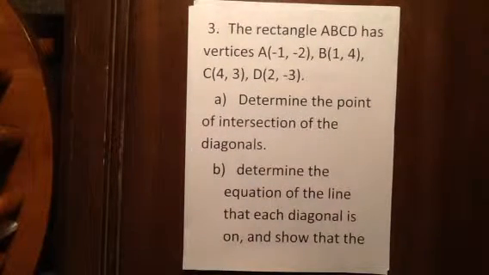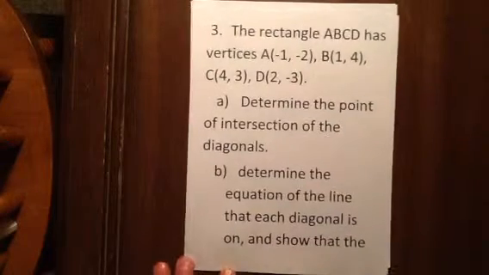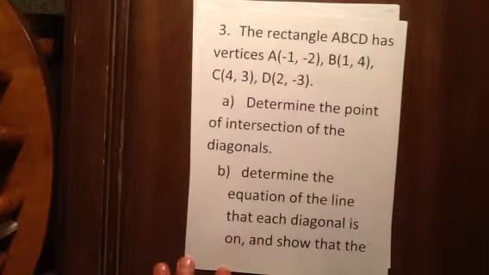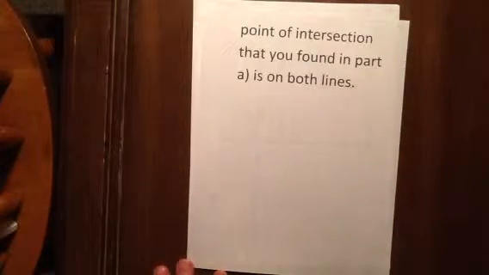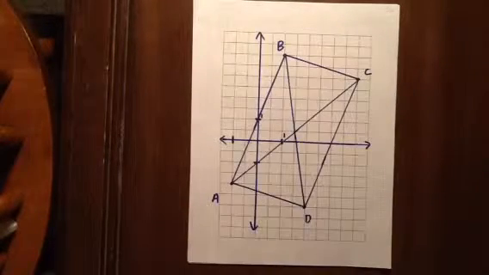Continuing our lesson, we have in this question the rectangle ABCD, which has the vertices shown. Now what we want to do is determine the point of intersection of the diagonals, then determine the equation of the line that each diagonal is on, and show that the point of intersection is on both of those lines. So here's how we're going to do it.